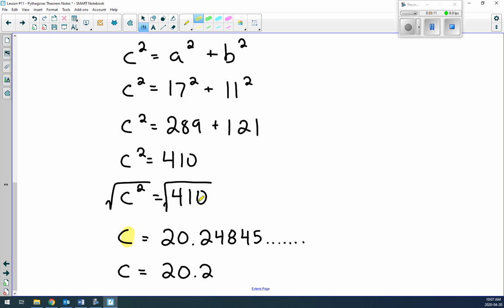Then we take the square root of the other side. We end up with 20.248, and it keeps going on forever. We'll round to 1 decimal place. If you remember, we're looking at the tenths here. So we look at the 4, it's less than 5, so we keep that number the same. If it was 5 or greater, we would round that up. Okay, so that's finding the hypotenuse.